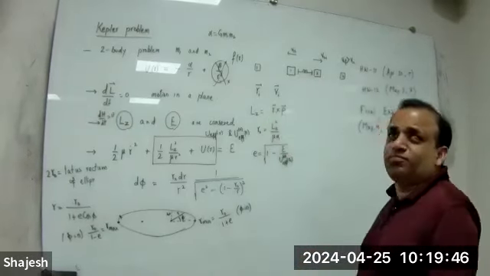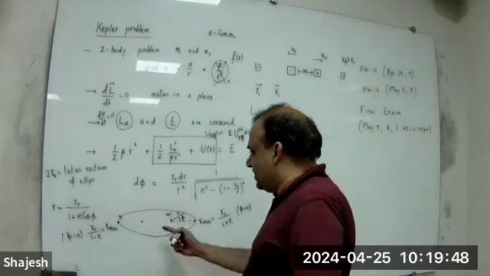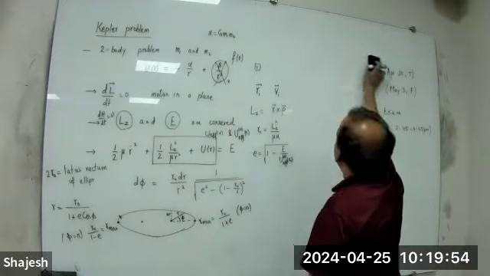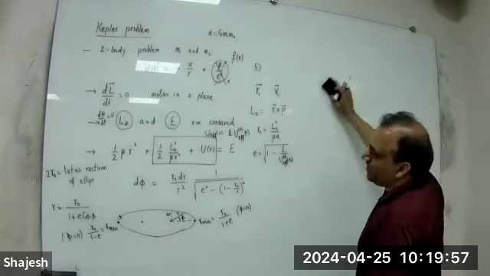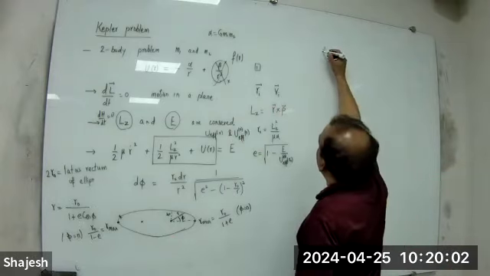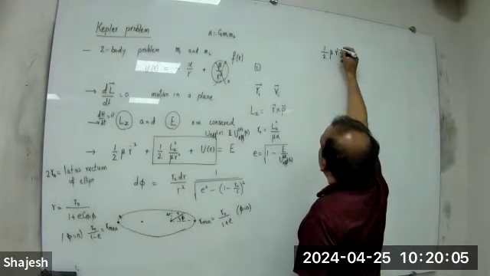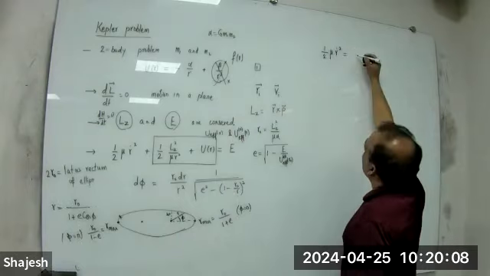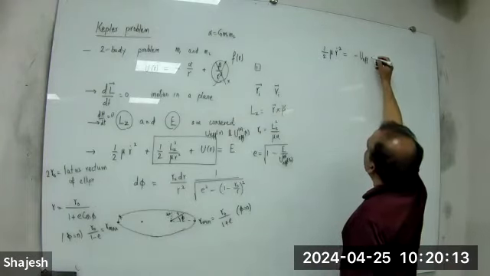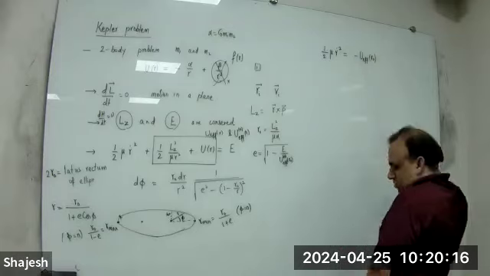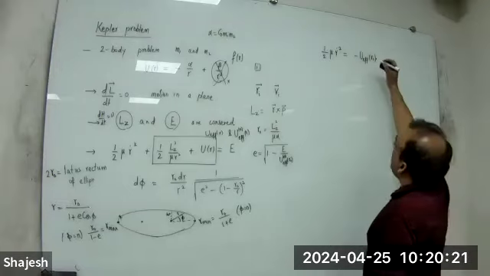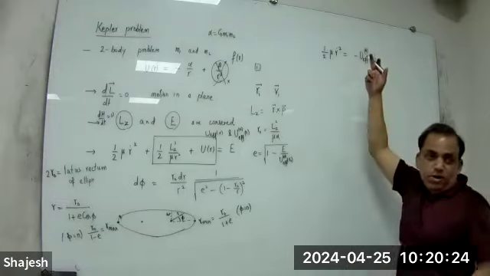Okay, so let's proceed. Now I want to change this expression. And we showed already that mu R dot square last time was equal to minus U effective. Wherever there is an effective potential, I have to say this is the zeroth order, for the Kepler problem.